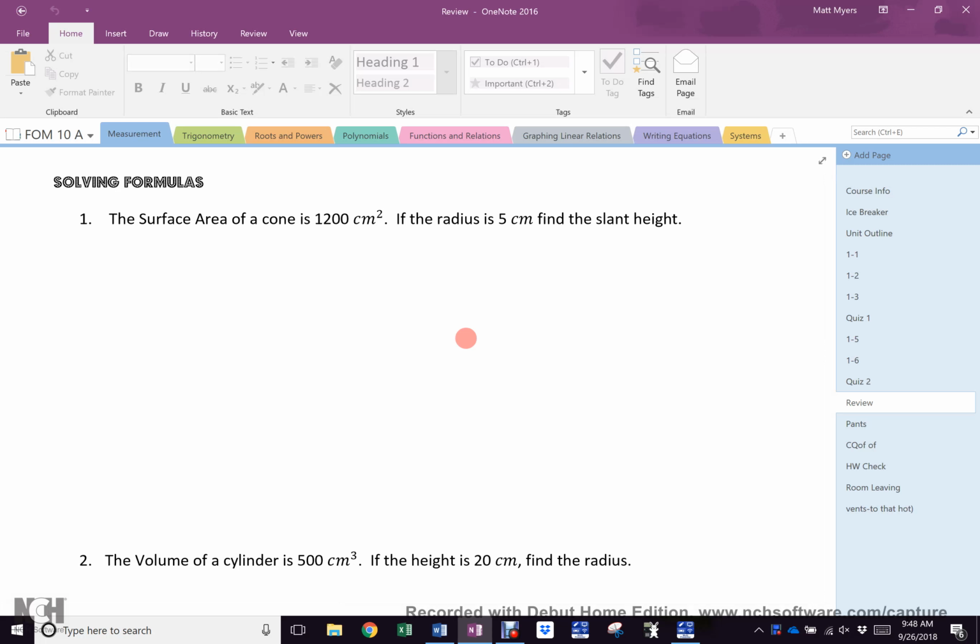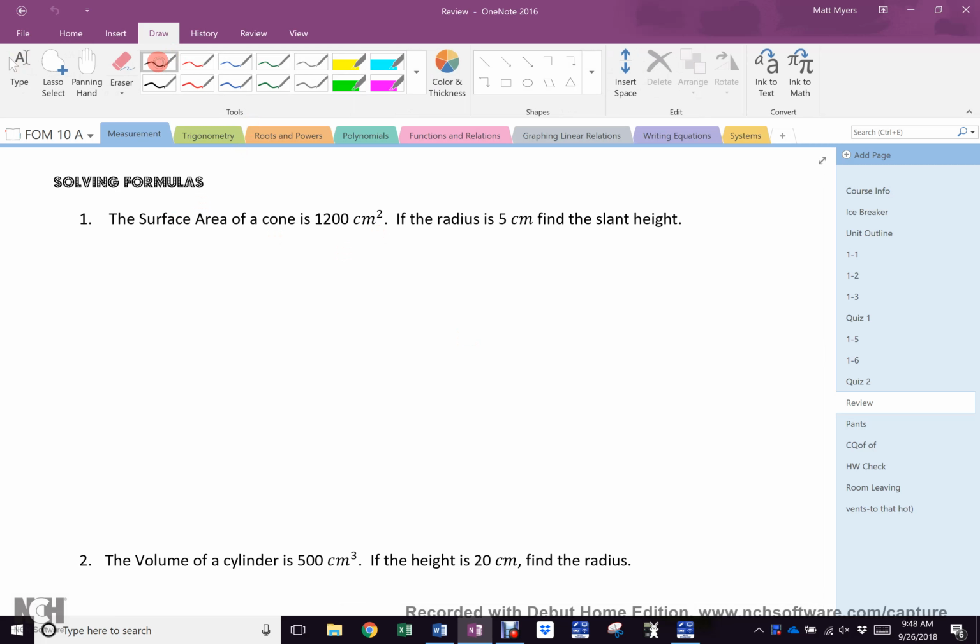Okay, so this first question is surface area. Surface area of a cone equals pi r squared plus pi r slant. I need to find the slant, so I fill in what I know. Surface area is 1200. Radius is 5, and then I just fill it in.